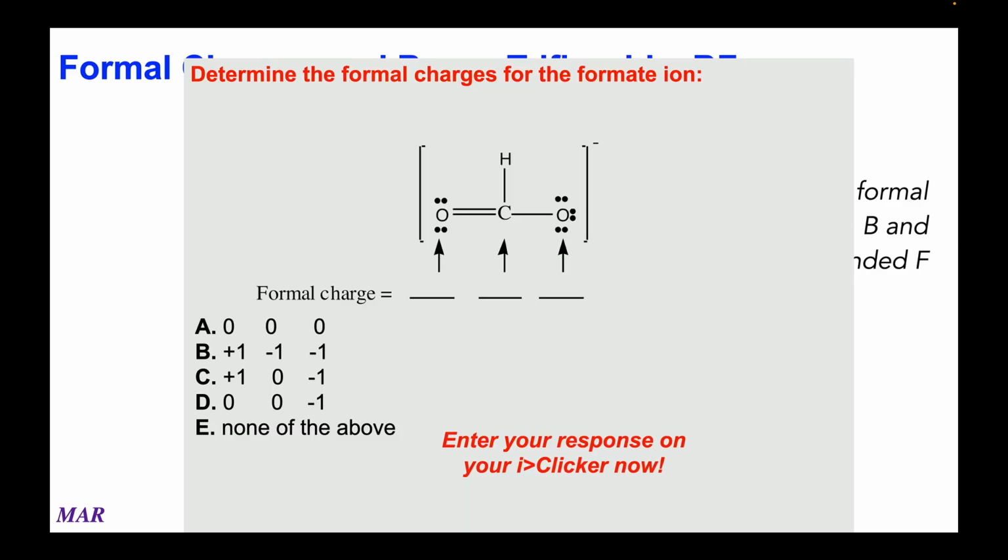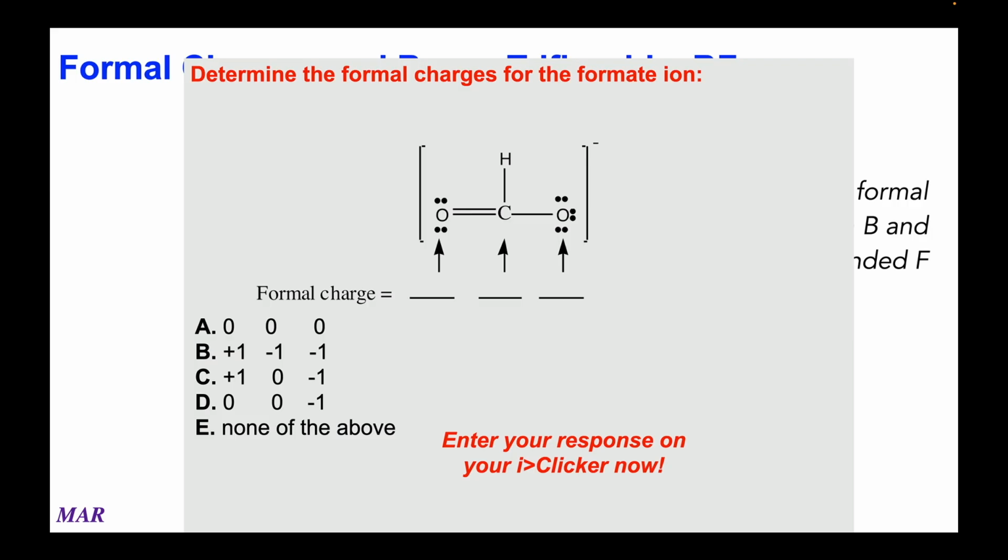So here's a question you might see. It says, determine the formal charges on the formate ion. This is CO2H with a -1 charge. And I'd like you to figure out the formal charges on the oxygen on the left, the carbon in the middle, and the oxygen on the right.